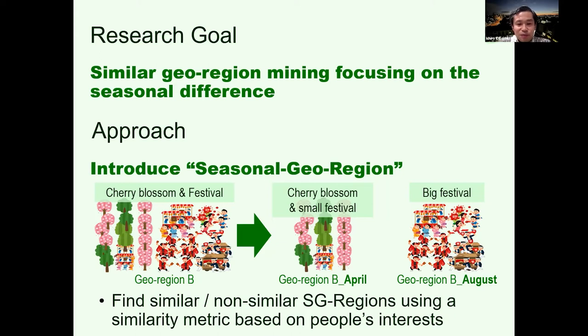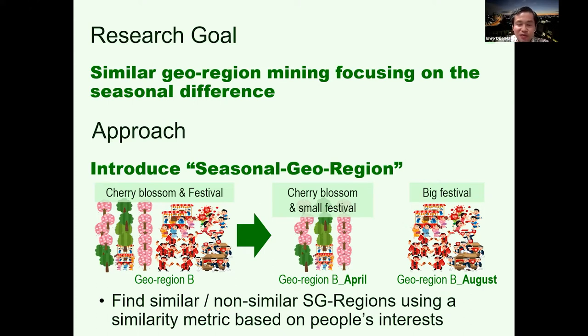So in this example, on the left side, one place throughout the year is called a geo-region without any season. You have many things happening in one place. You can have cherry blossoms, festivals, parades, or anything like that. But that's just too complicated. Everything is mixed up. Actually, you don't experience this at the same time, so you can't really do everything when you visit. The actuality is that in April you experience cherry blossoms and some small festival, but if you go there in summer, you experience this big, huge festival. Those are separate, so we are going to separate these.